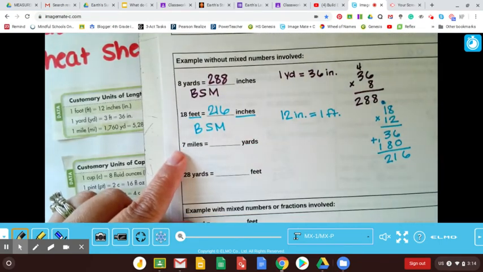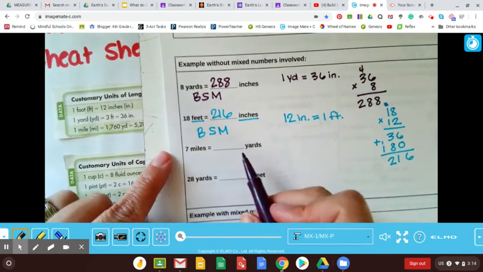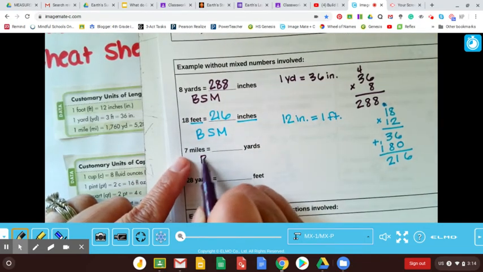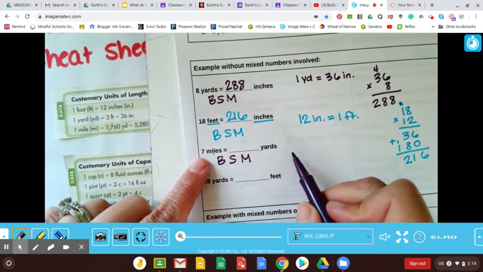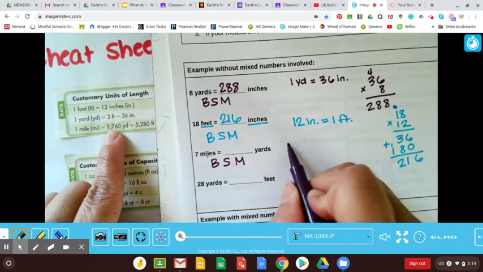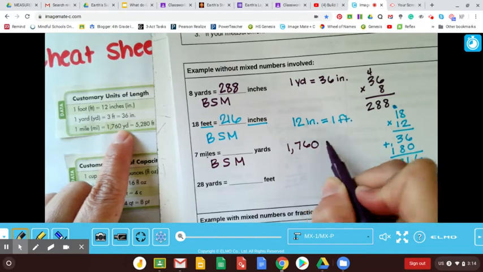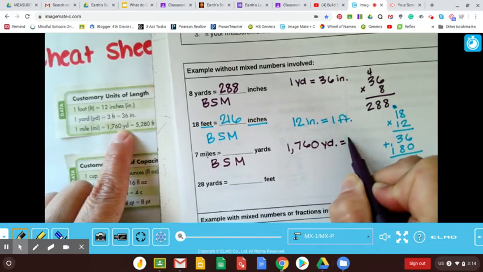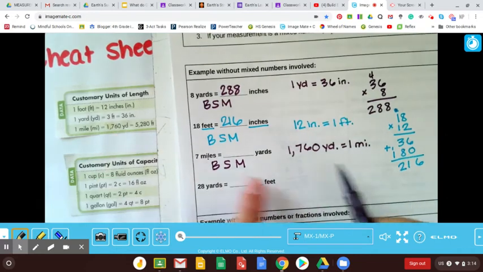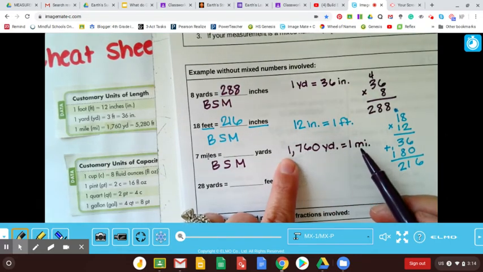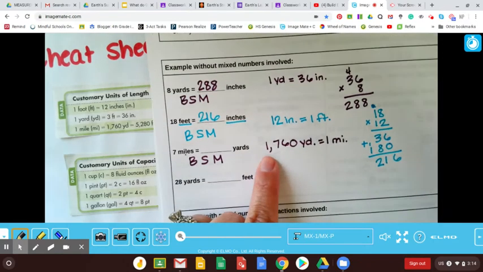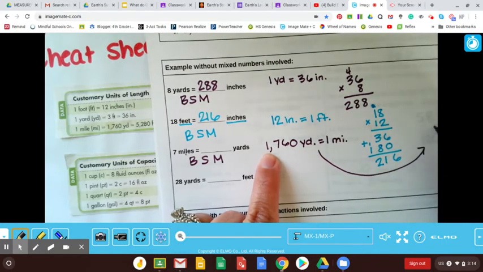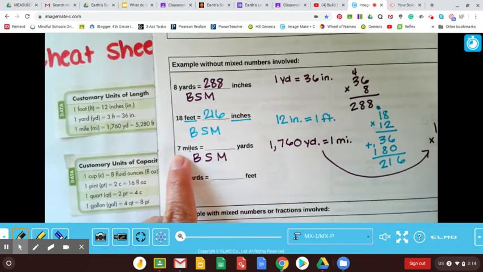All right, let's try another one. 7 miles is how many yards? All right, I'm going from big to small, multiply. So I know that there are 1,760 yards in 1 mile, right? So if there's 1,760 yards in 1 mile, how many would there be in 7 miles? That's going to be even bigger, right? So I'm going to multiply. I'm going to do that math over here. 1,760 times 7 from my 7 miles there.